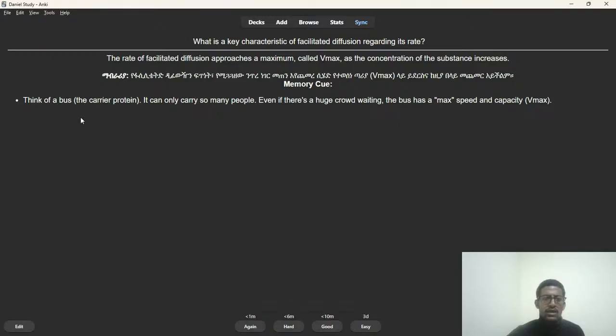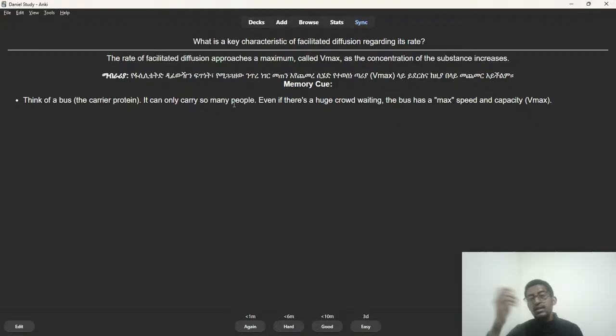All right. Think of a bus that carries protein. It can only carry so many people, even if there is a huge crowd waiting. The bus has a maximum speed and a capacity. So the key characteristics of facilitated diffusion regarding its rate is you have a certain speed and a certain capacity. The speed is the maximum velocity, and the concentration is the capacity. So you can think of it as a bus.